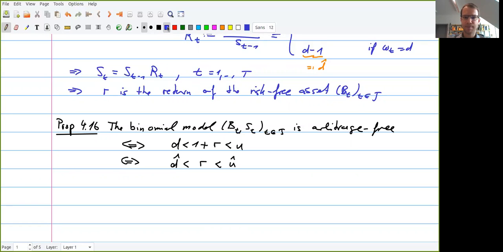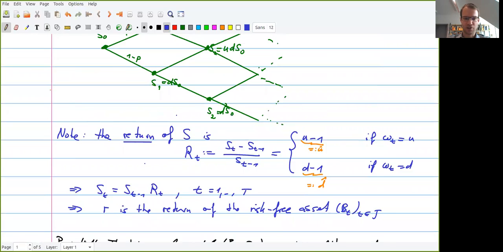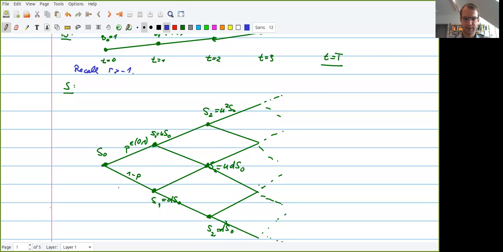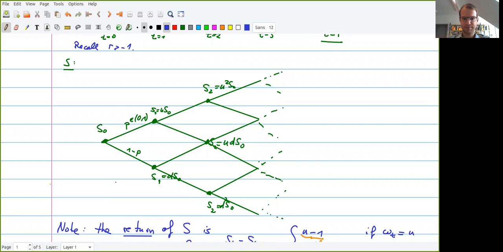Let me put our usual condition here. So here, R is a constant being bigger than 1. And U, D are ordered and they should be non-negative, right? You want to have positive prices.